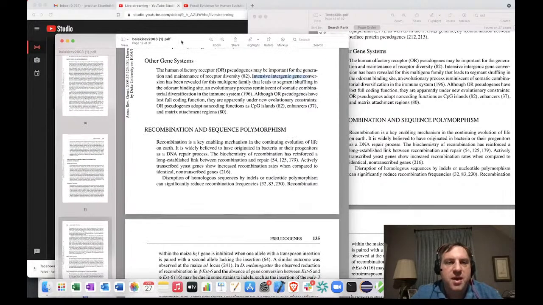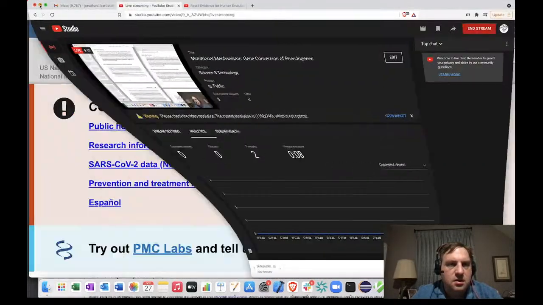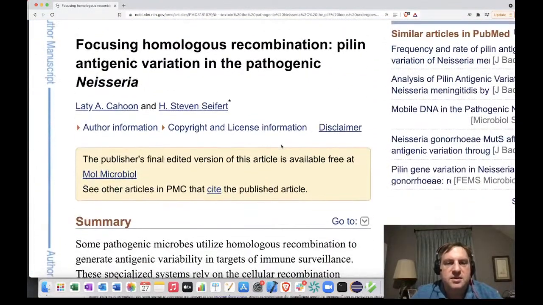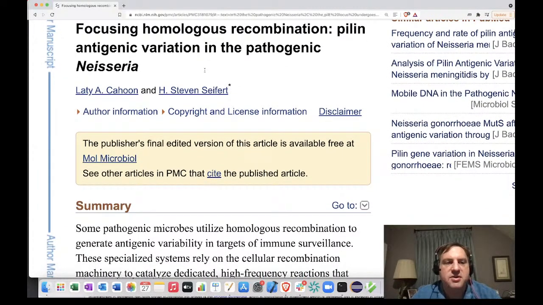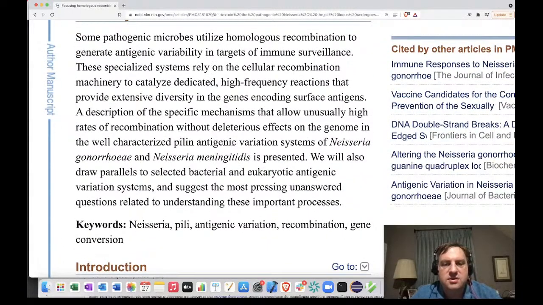So I also want to point to a paper, if I can find it. There it is. So this is a focusing homologous recombination, pilin antigenic variation in the pathogen Neisseria. Right. So I want to show this both because it's interesting data and the way that it talks about it. So anyway, some pathogenic microbes utilize homologous recombination to generate antigenic variability in targets of immune surveillance.